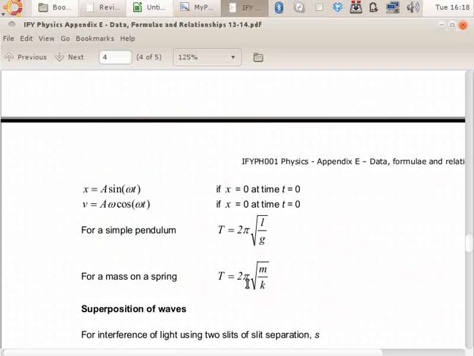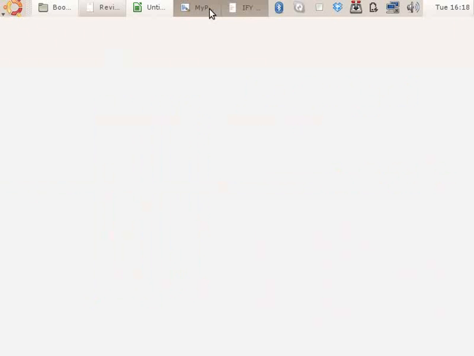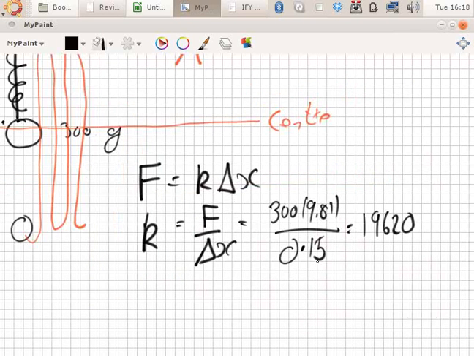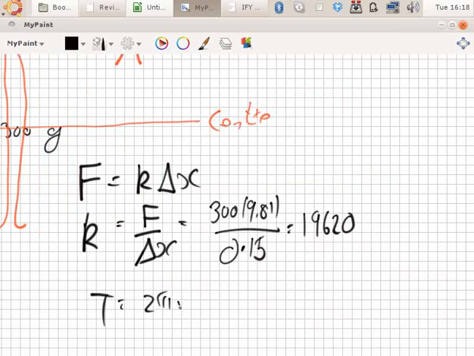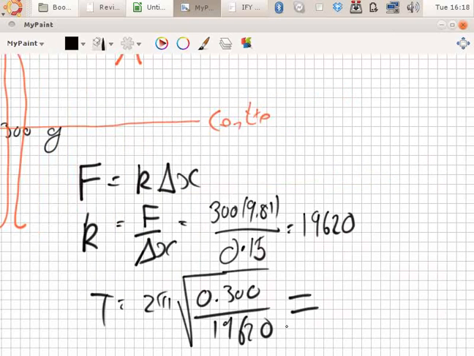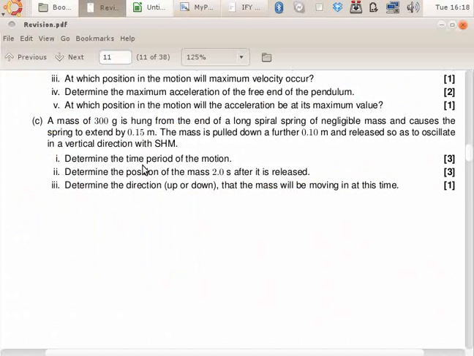T equals 2 pi root m over k. What's that? 0.0245 seconds. So 0.025 then. Alright, so that is the time.